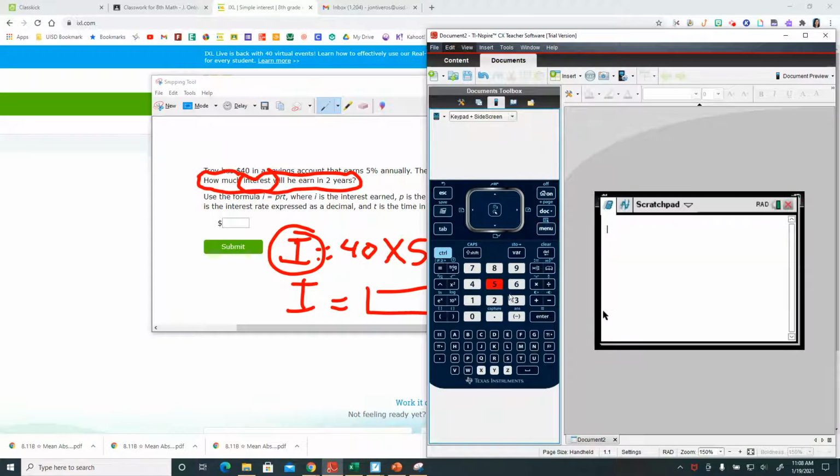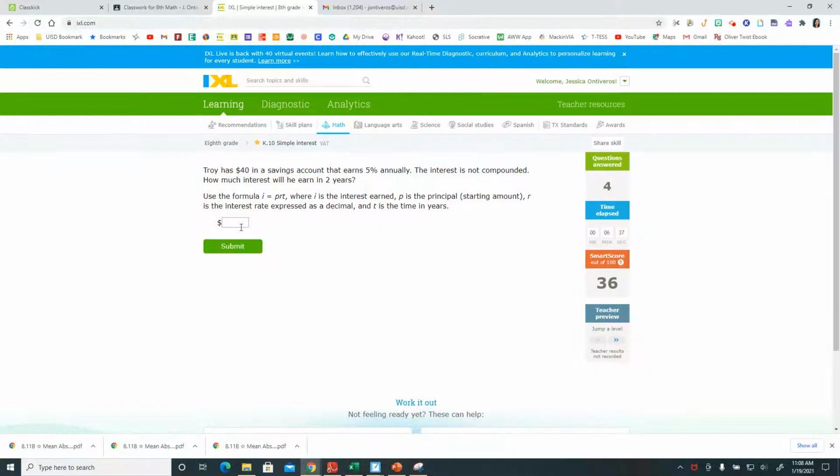So let me multiply them for you. 40 times 5% times 2. So when you hit enter, it's a 4. The answer is just a 4. That represents the interest. Okay, so you literally just put it right here, submit. There you go. Now we have excellent.